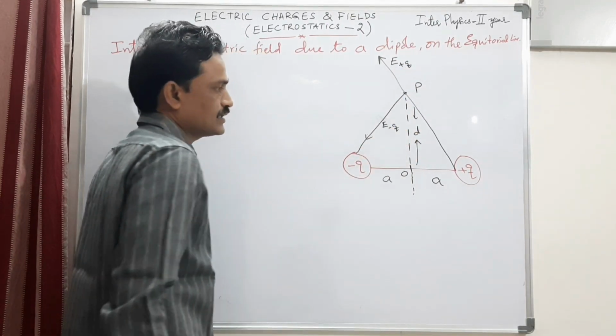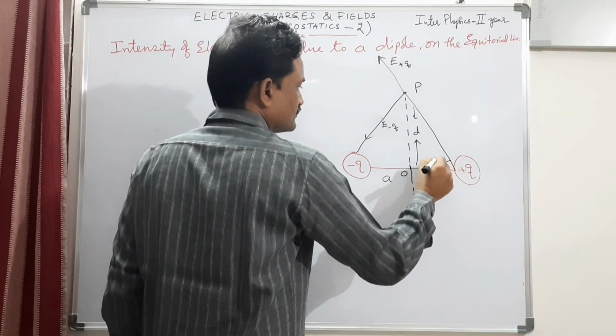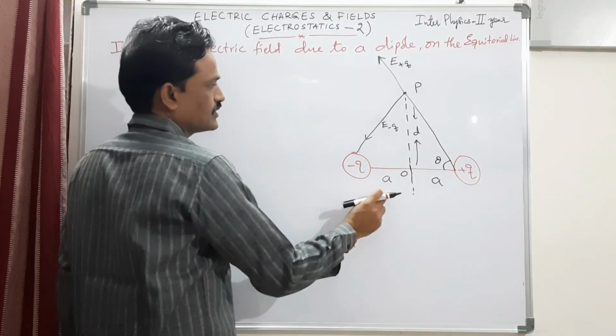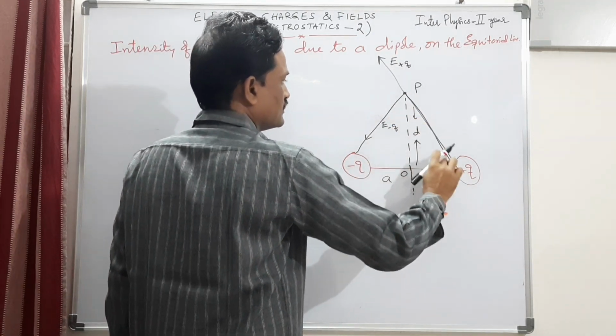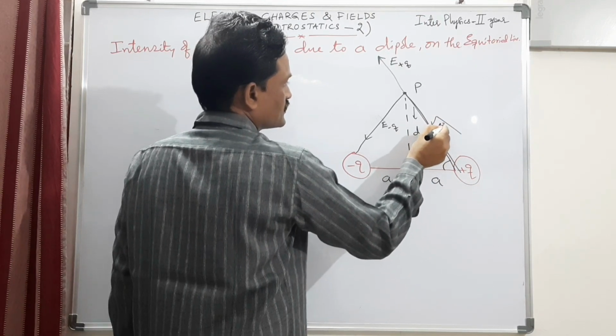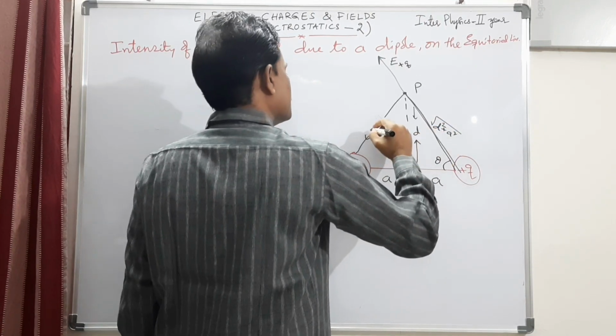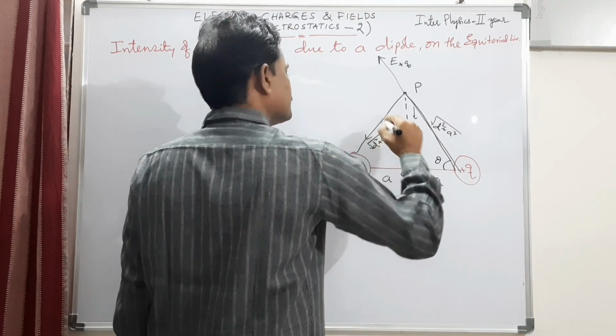So two forces are acting. Let us say the angle between this and this is theta. So when this is A and this is d, from Pythagoras theorem this value will become d square plus A square, and this will also become d square plus A square.